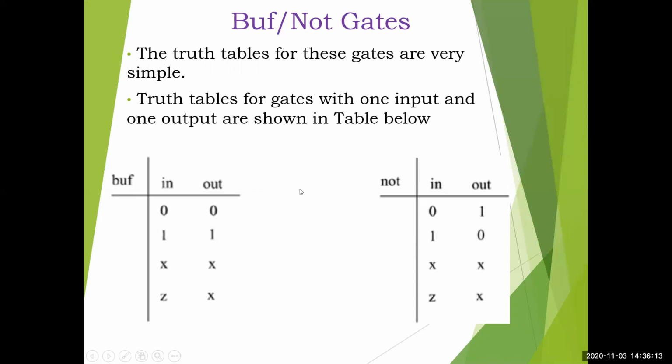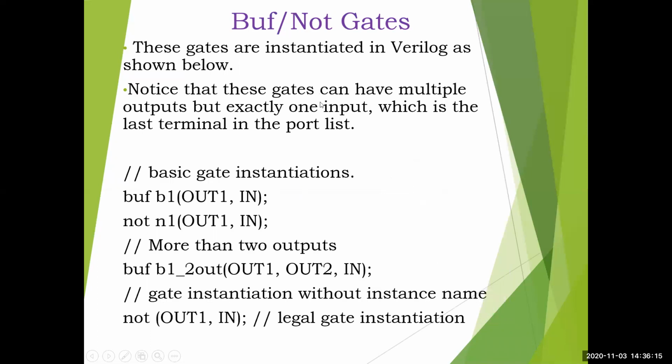Now how do we use this in Verilog? These gates are instantiated in Verilog as shown below. Notice that these gates can have multiple outputs, but exactly one input, which is the last terminal in the port list. Let's look at the basic gate instantiations. Buff is the keyword, or the module, already written in the Verilog library. The instance name is optional, but to show you, we have written the name B1. The input is written last.